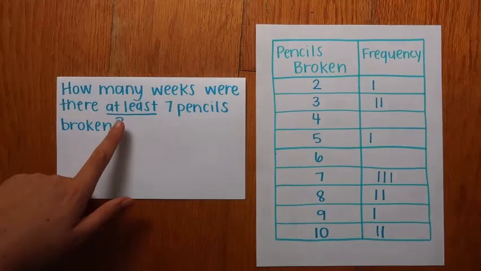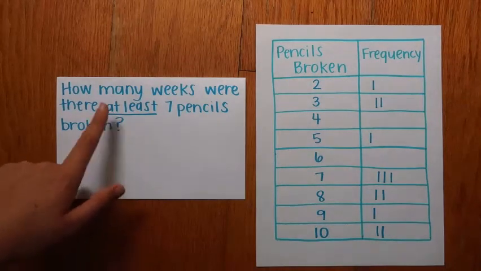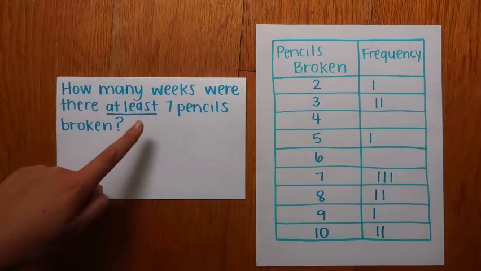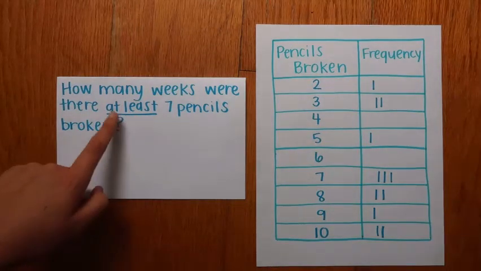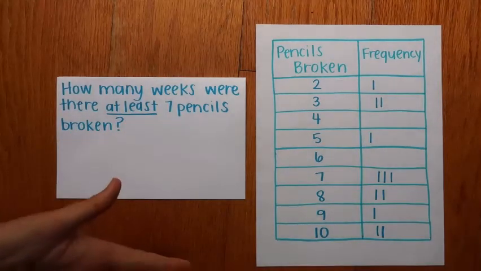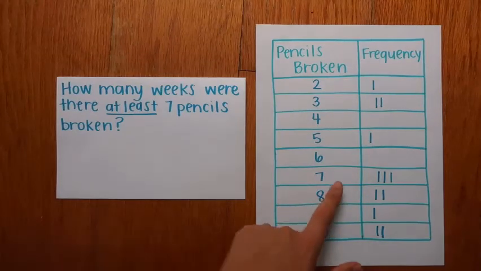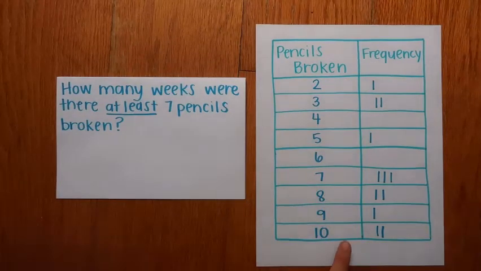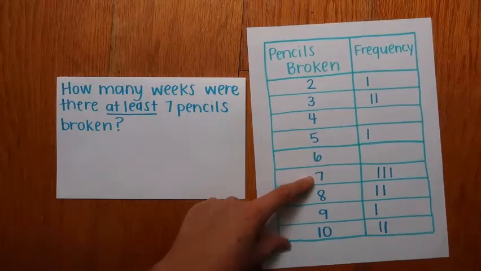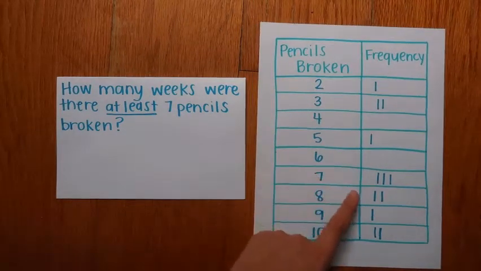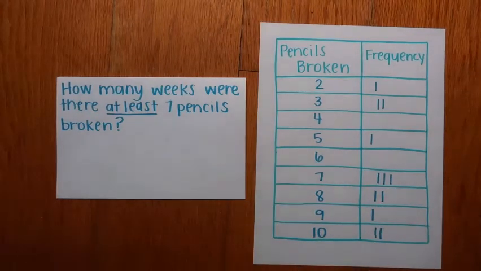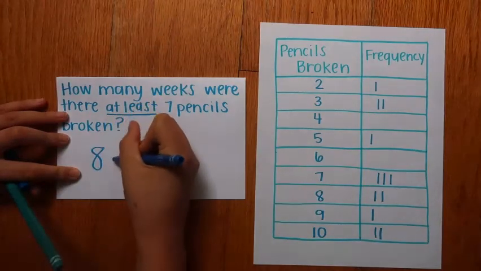At least. The words at least mean that we do include 7 pencils. It's another way of saying 7 or more. So at least 7 pencils, so that could be 7, 8, 9, 10 pencils, any of those. So I'm going to look at the 7 and all the way up because we're going at least. So that's the very least amount of pencils, so anything more than that is also included. So we got 1, 2, 3, 4, 5, 6, 7, 8 pencils. 8 pencils.